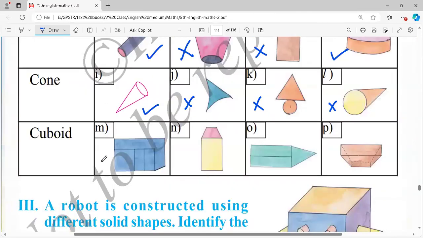Cuboid. This is not a cuboid. This is a cuboid. Here a triangle is there, so this is not a cuboid. This is a cuboid.